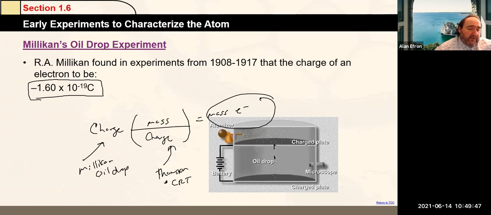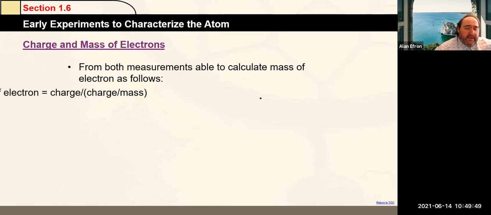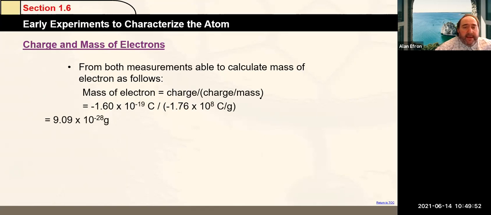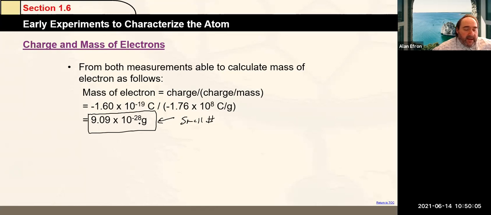If we do that calculation here on this page, we see that the mass of an electron is 9.09 times 10 to the minus 28 grams. That is a very small number. Minus 28 means you are taking the decimal and going 28 places to the left and adding zeros. So it's a very, very small number. Any questions on those things there?